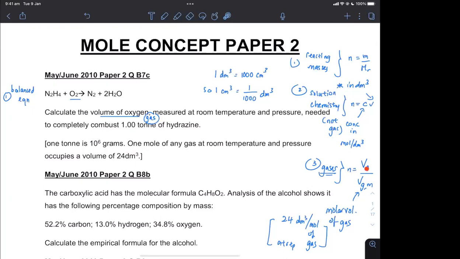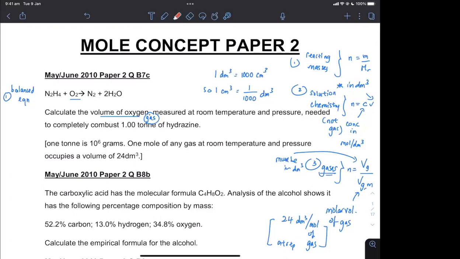Now this here is the volume of gas. If this is dm cube per mole, that volume of gas must be in dm cube. How about if your volume is in cm cube? You can convert it to dm cube by dividing by 1000, or you can have the volume in cm cube but divide by 24,000. So just 3 formulas you must be able to identify. Are you having reacting masses? Are you having solution chemistry? Are you having gaseous chemistry?